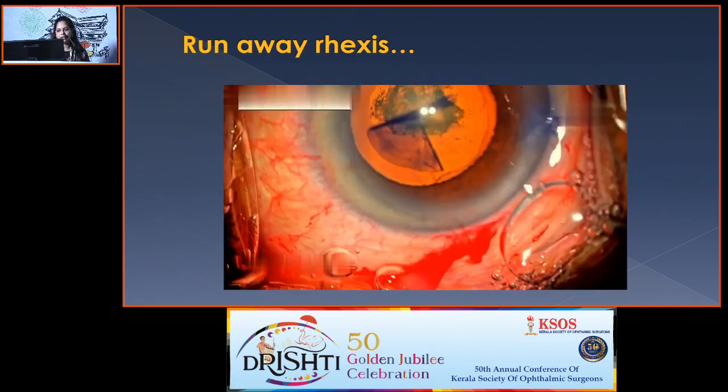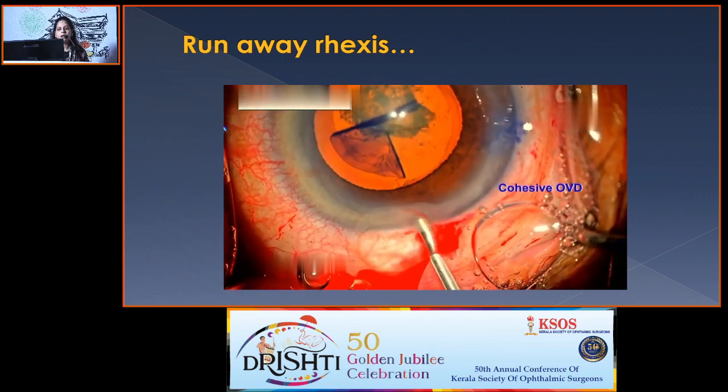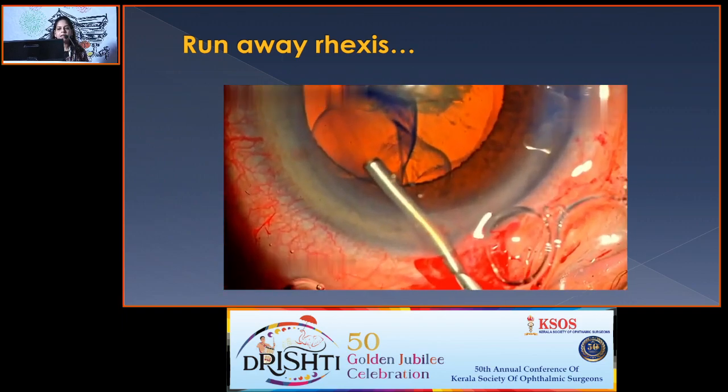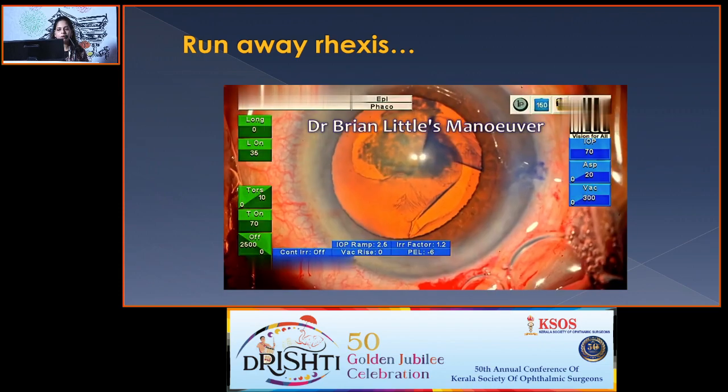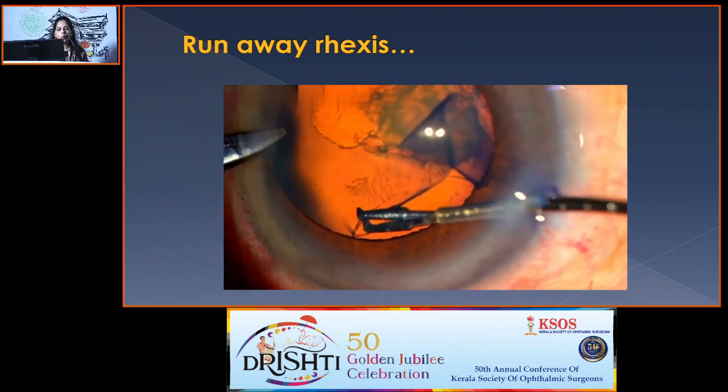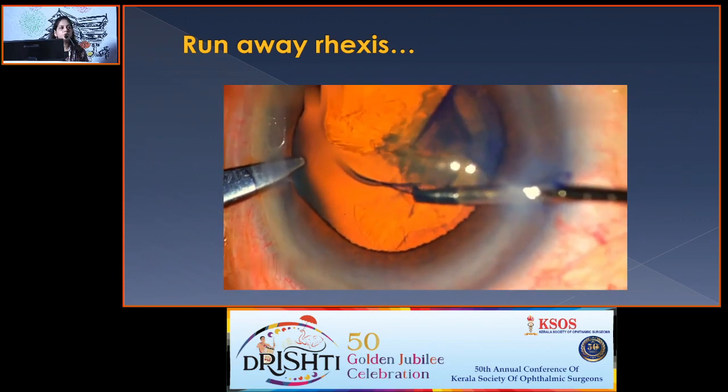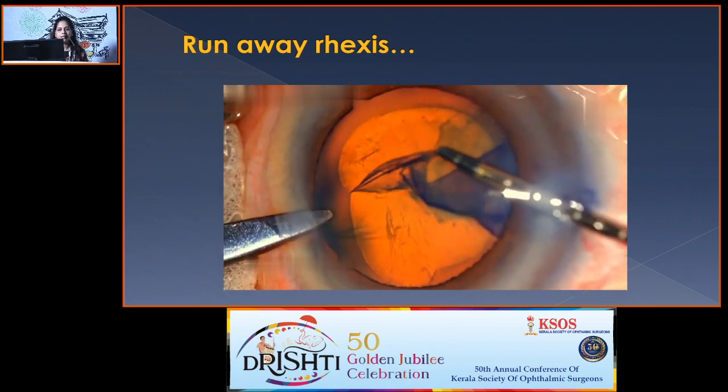Suppose you have a runaway rhexis. Don't panic. Put adequate viscoelastic and keep the capsule flat and unfold. Use a micro-rhexis forceps through the side port. Identify the root of the tear. Hold it and in a swift motion push it towards the center and complete the rhexis. This is the Little's technique.